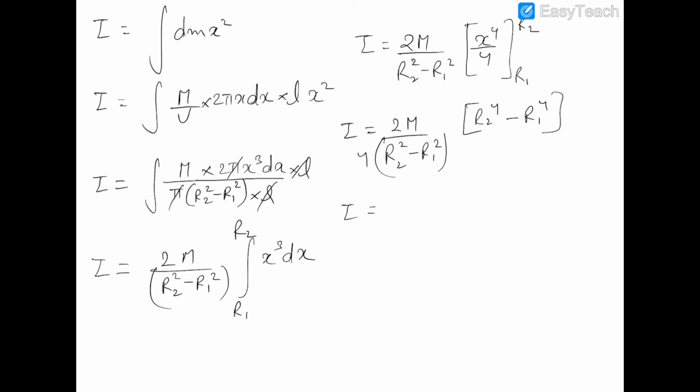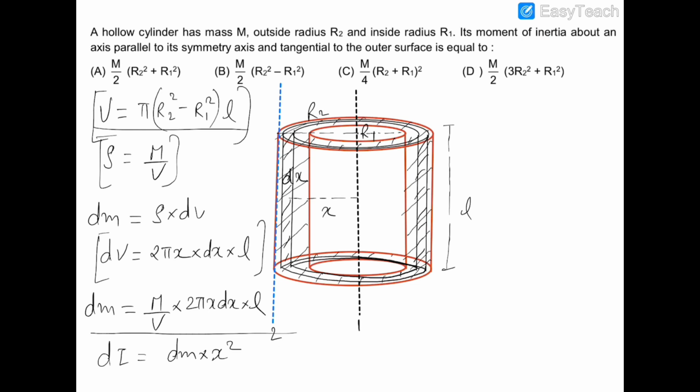So I will be equal to m upon 2 into r2 to the power 4 minus r1 to the power 4, which can be written as r2 square minus r1 square into r2 square plus r1 square, and I will cancel out this term with this one. So the remaining term would be r1 square plus r2 square. So this is the moment of inertia of this hollow cylinder about central axis, axis number 1.